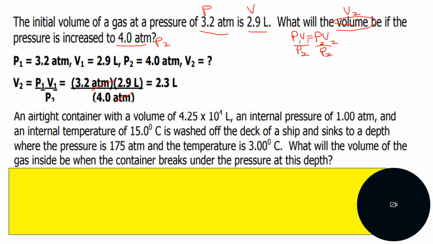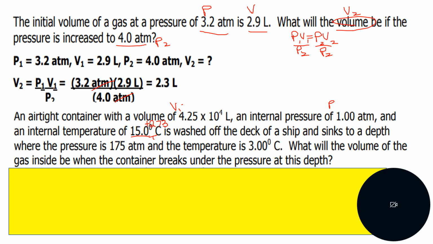Alright, last one on this page. An airtight container with a volume of this has an internal pressure of 1, so that's our pressure, and an internal temperature of 15 degrees. So again, add 273 right off the bat. Get your Kelvin, that's temperature 1.